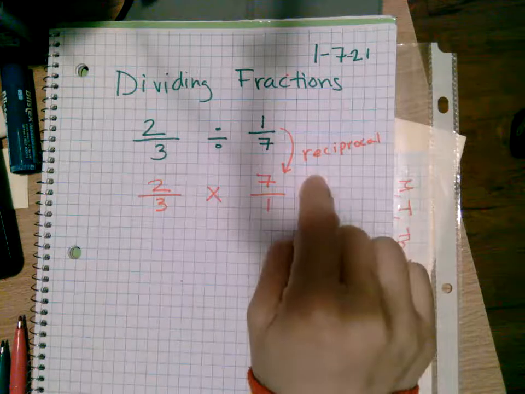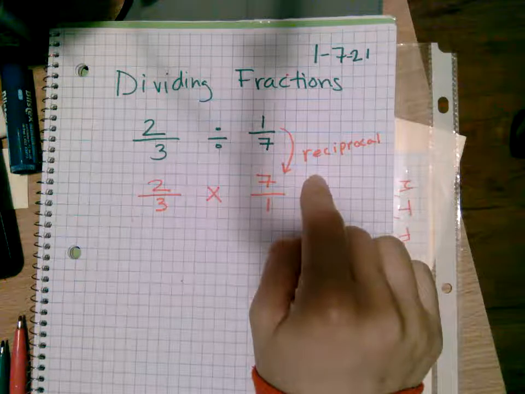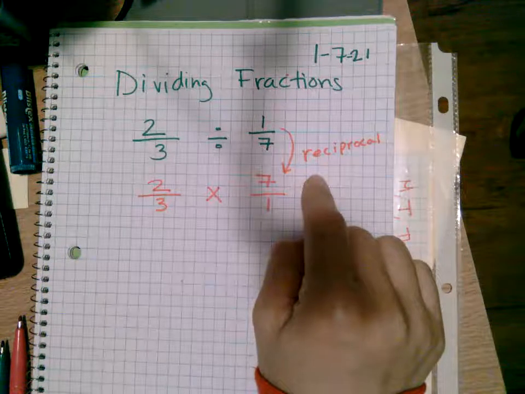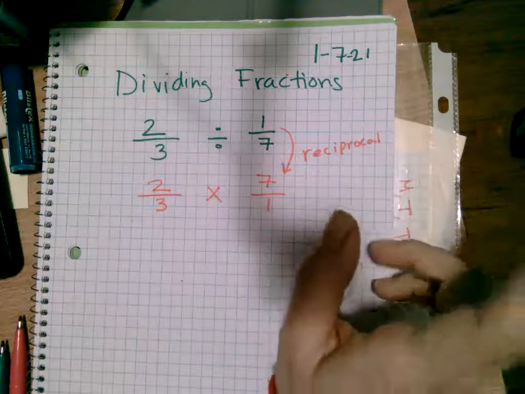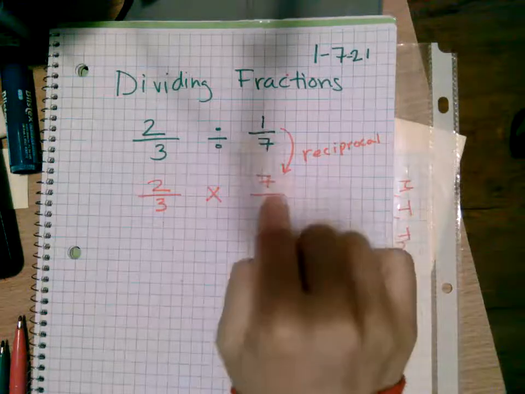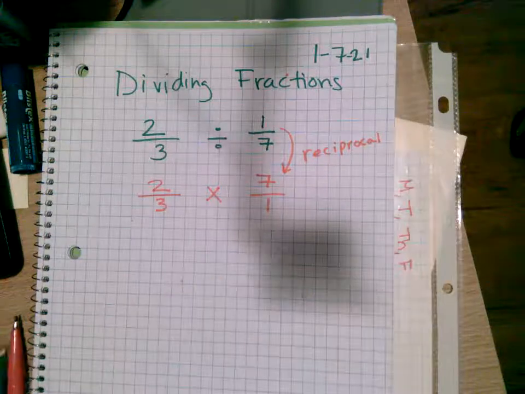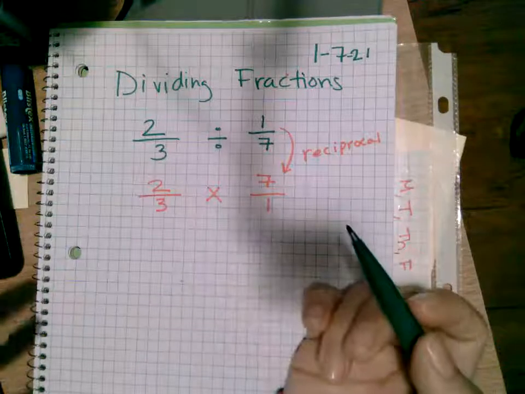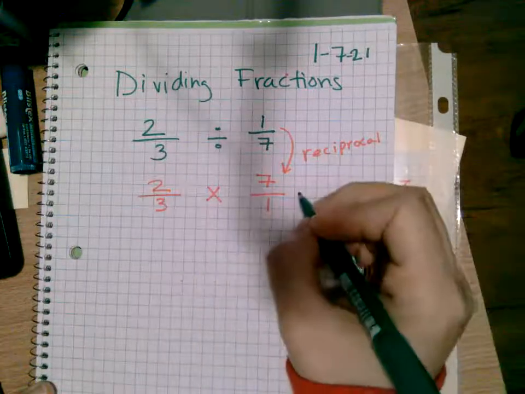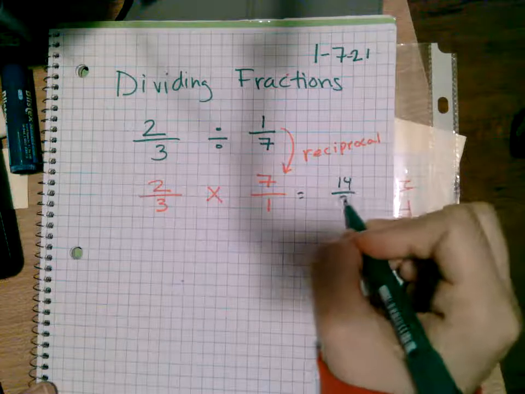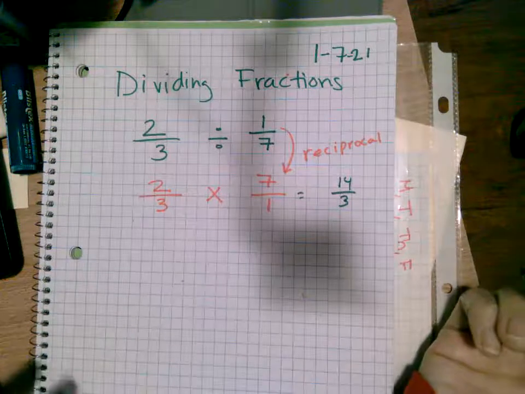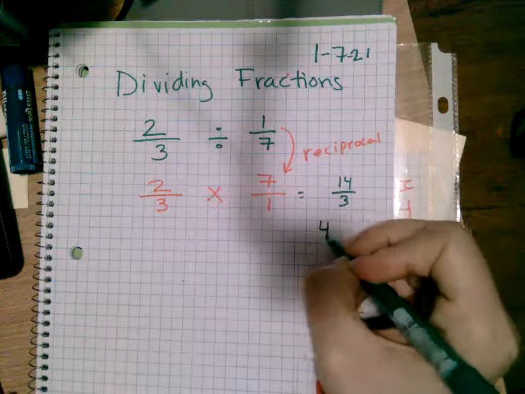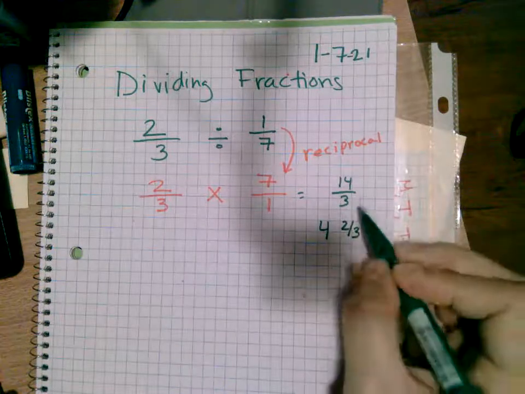In high school, you'll be using the word reciprocal a lot. The teacher will ask, what's the reciprocal of 5/8? And you'll say, oh, 8/5. In 7th grade, we just say you flip it. And then to solve it, you multiply straight across just like usual. So 2 times 7 would be 14/3, which gives you 4 2/3. That would be your answer.